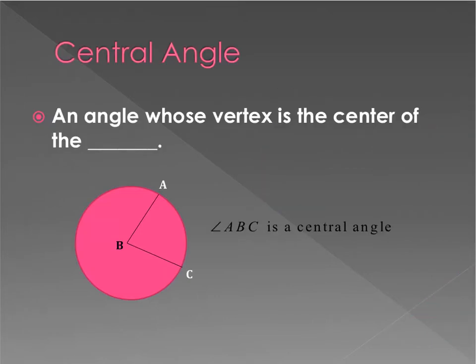So first we have a central angle, so an angle whose vertex is in the center of the circle. So here our vertex is in the center. B is the center. So angle ABC would be a central angle.